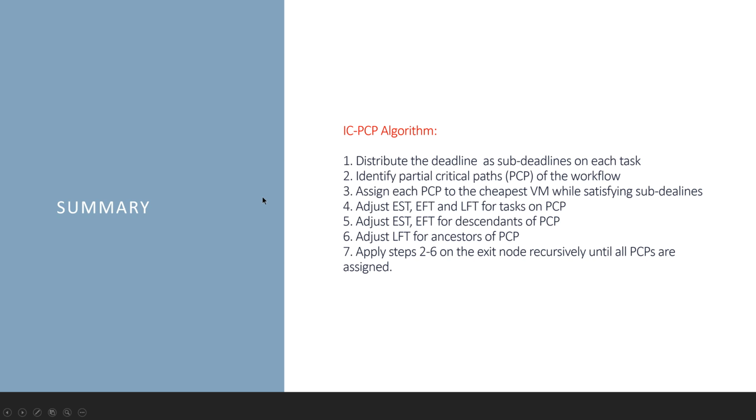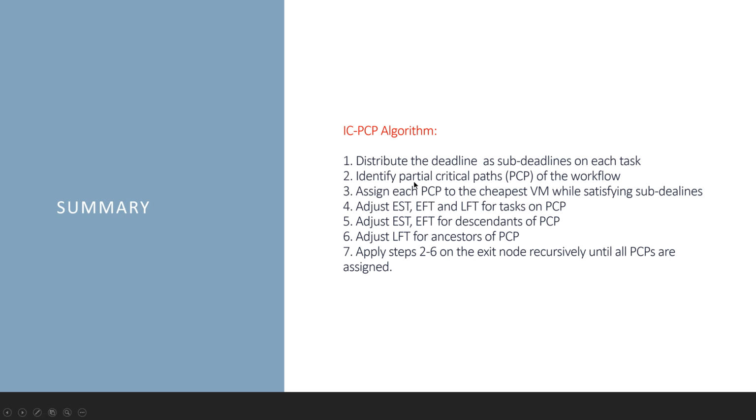So here is a summary of the IC-PCP algorithm. Firstly, the algorithm distributes the deadline as sub-deadlines on each task, and then it identifies a partial critical path, also called a PCP, of the workflow, and it assigns each PCP to the cheapest virtual machine, which will satisfy the sub-deadlines of every task in the PCP. It also adjusts EST, EFT, and LFT for tasks on the PCP. Furthermore, it adjusts EST and EFT for descendants of the PCP and adjusts LFT for ancestors of the PCP.